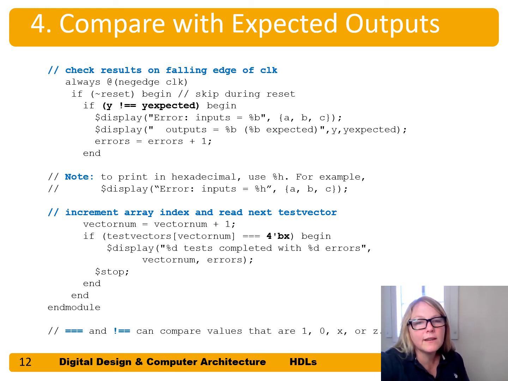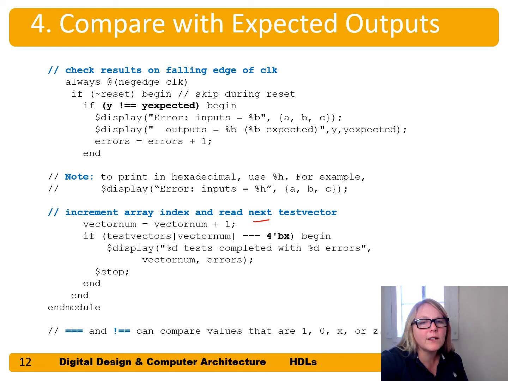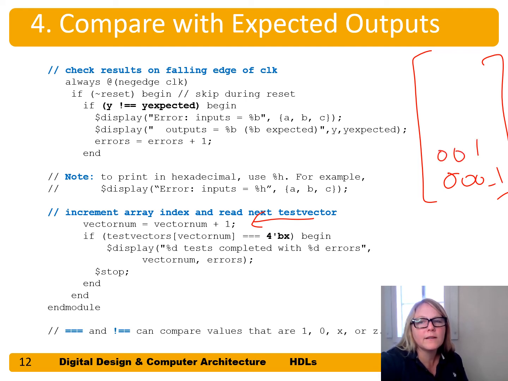And we could have printed things using hexadecimal. For example, A, B, and C, we could print in hexadecimal. In this case, binary makes sense, but sometimes hexadecimal makes more sense. And we're going to increment the vector num. So in our test vectors array, we read the first one, and then the second one, right? So it was 0, now it's going to increment to 1, and it will use that to assign at the next rising edge of the clock, ABC and y expected.